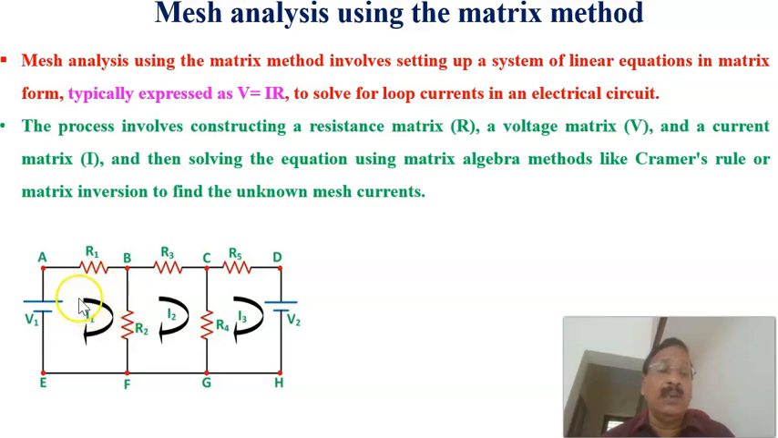For this example, there are three mesh currents in the circuit, I1, I2 and I3. These are the three unknown mesh currents, and we will have to form a matrix equation relating the voltage column vector V to the current column vector into the resistance matrix. Therefore, we have to prepare an equation like V equal to I into R. Now we'll see in the coming slides how we can make this matrix equation.